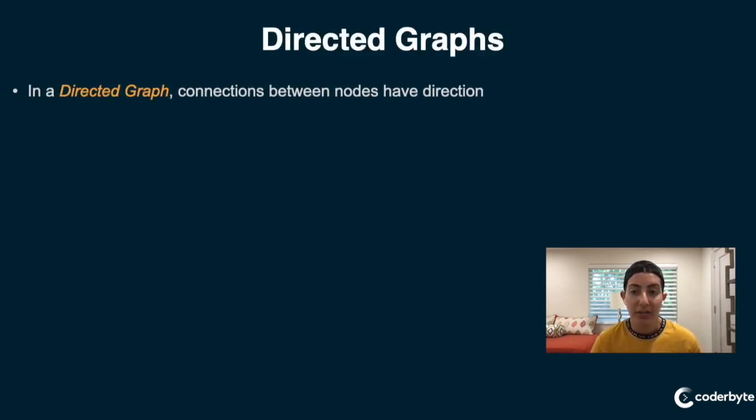Directed graphs, however, have a direction between the nodes, meaning that from, let's say, city A connected to city B, there is only one direction you can go. You can only go from city A to city B. To go back to city A from B, you might have to take another route.